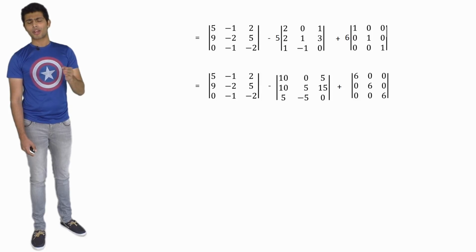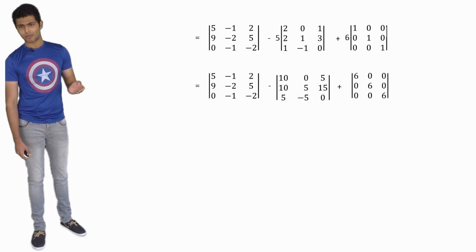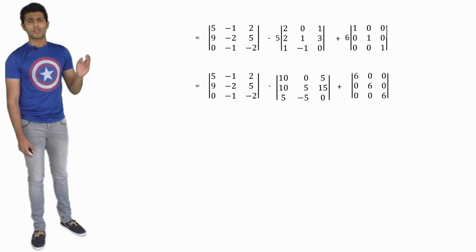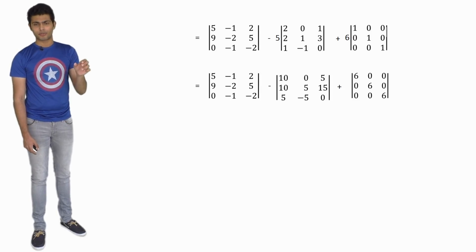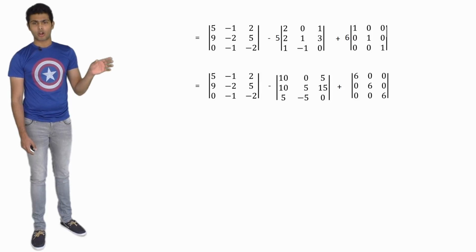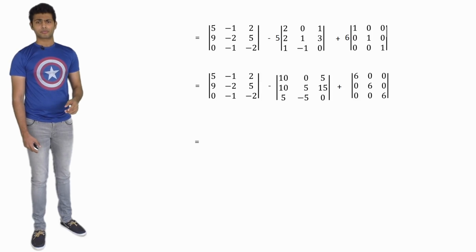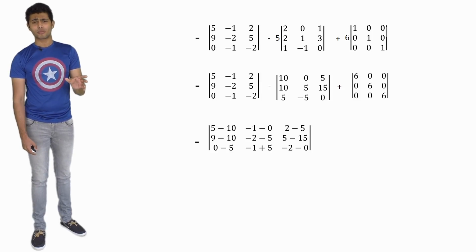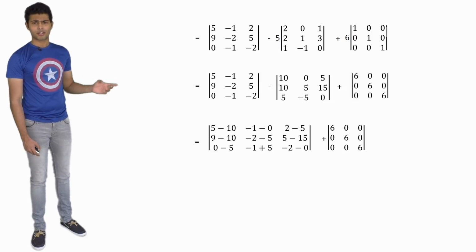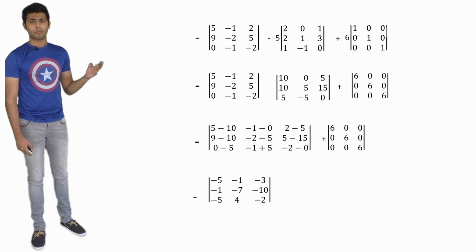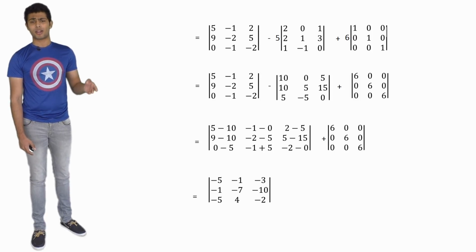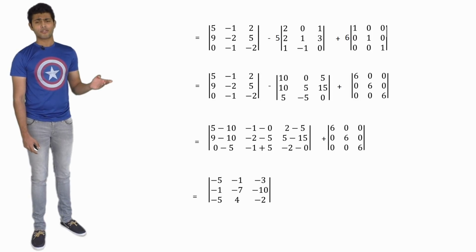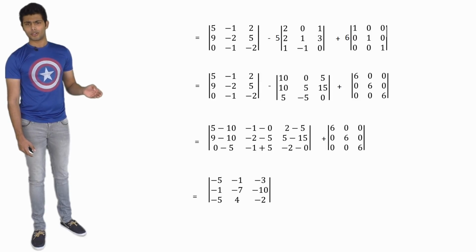First we're going to subtract the first two matrices and then add the third matrix afterwards. During addition and subtraction, remember that we only operate on the respective elements of the matrices. After subtracting the first two matrices, we get this matrix over here, which has the values minus 5, minus 1 and minus 3 in the first row, minus 1, minus 7 and minus 10 in the second row, minus 5, 4 and minus 2 in the third row.